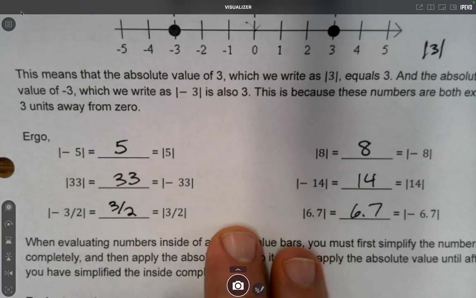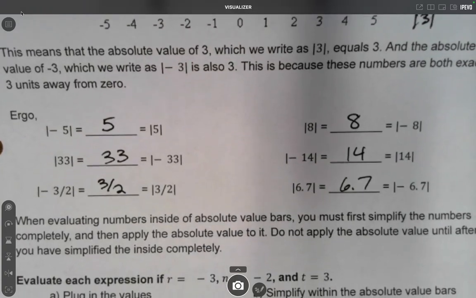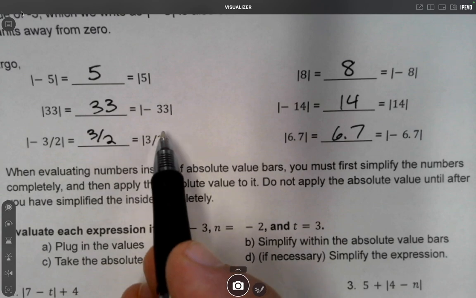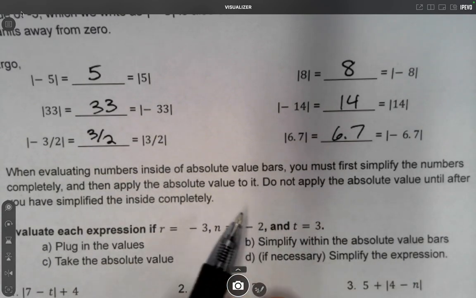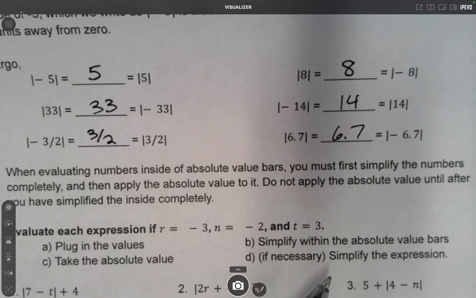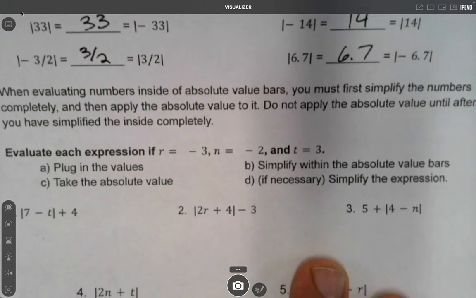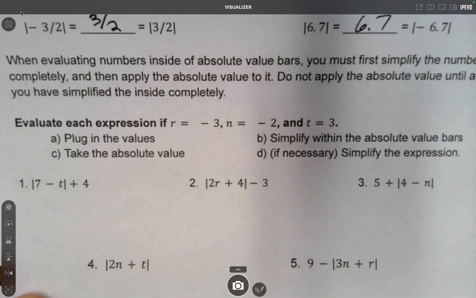And really, when you're evaluating a number, it is truly this simple. There aren't any more tricks coming when you're only asked to evaluate it. When evaluating numbers inside absolute value bars, those straight lines right there, you must first simplify the numbers completely, then apply the absolute value to it. Do not apply the absolute value until after you have simplified the inside completely. Simplifying the inside will make sense on these examples right here. I'll talk through these steps as I do the problems.